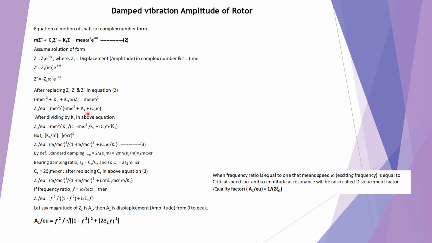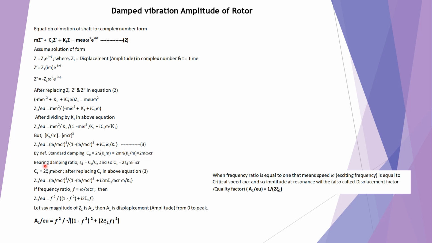1 minus m omega square upon k1 plus i c1 omega upon k1. But k1 upon m is equal to omega cr square. So z1 upon eu is equal to omega upon omega cr to the power 2 upon 1 minus omega upon omega cr to the power 2 plus i c1 omega upon k1.